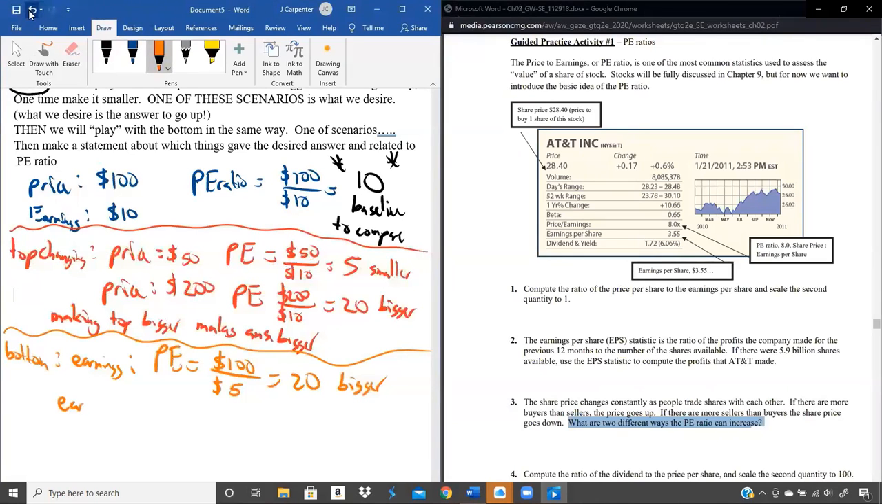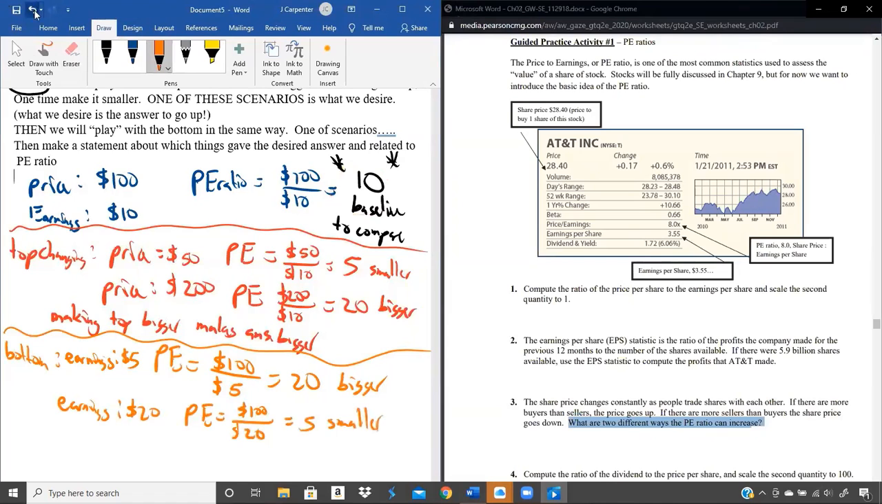Now let's make the earnings small. I thought I wrote the 5. I must have erased it accidentally. The earnings was 5. Shoot. There we go. Now, instead of going down in comparison to 10, let's go up. Maybe 15. How about 20? I like 20. Let's make the earnings 20. So that makes its PE ratio now, the 100 does not change, but the bottom does. The bottom changed to 20. 100 divided by 20 is 5, which in comparison to the 10 is smaller.